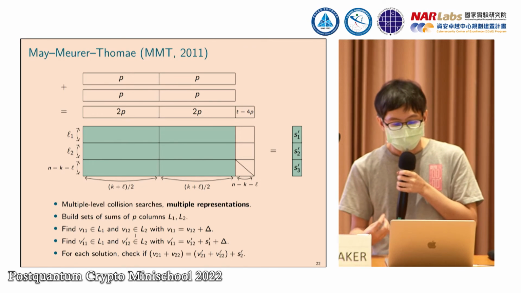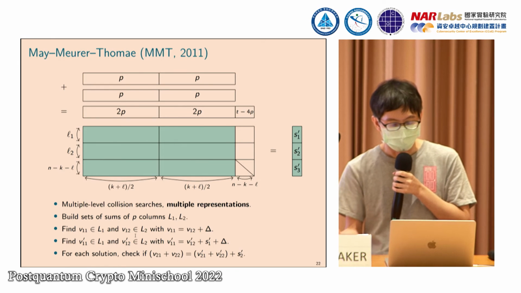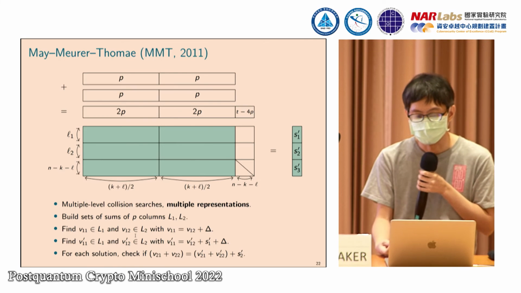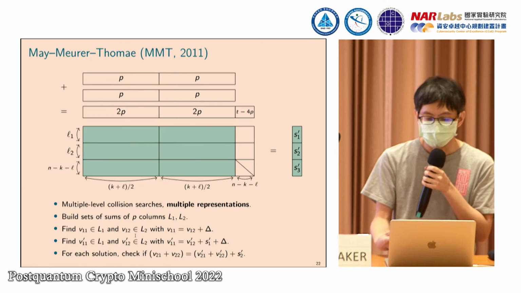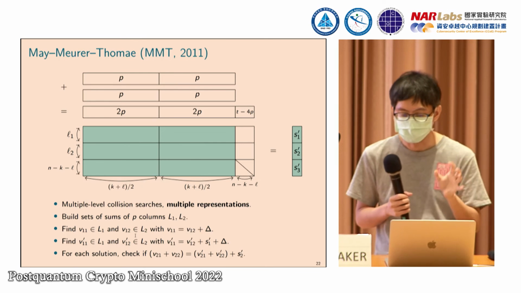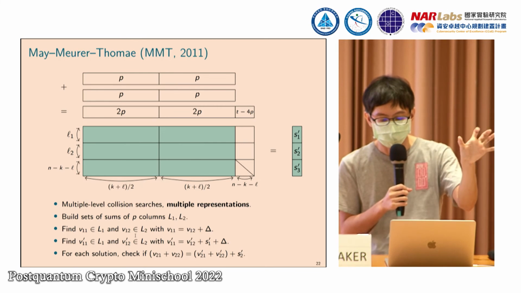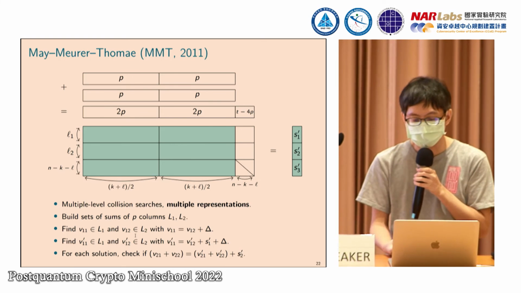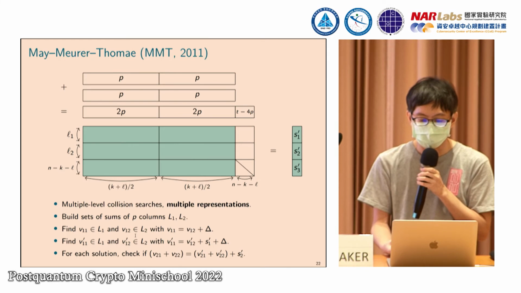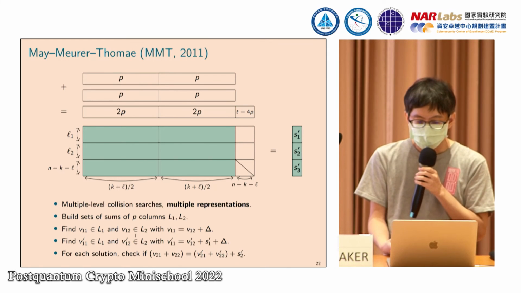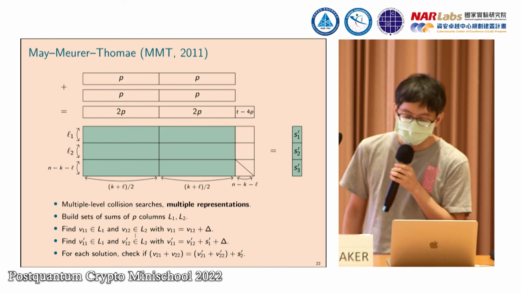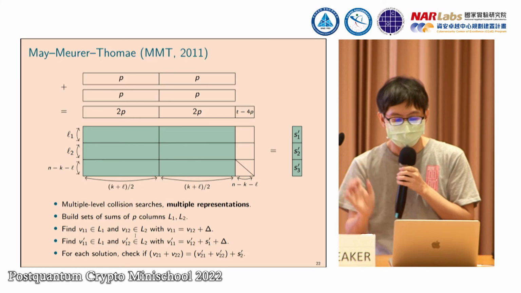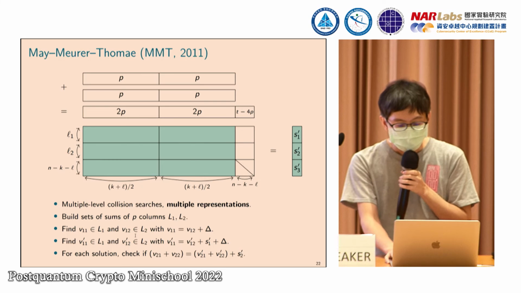And then once we find the solution for V11, V12, V11 prime, V12 prime, we can continue with the second row block. In this case, we will still have the first list and the second list, and then we will do another collision search to try to find the solution for the second row block. So things are getting more complicated, because now you can see that we need to do collision search three times.